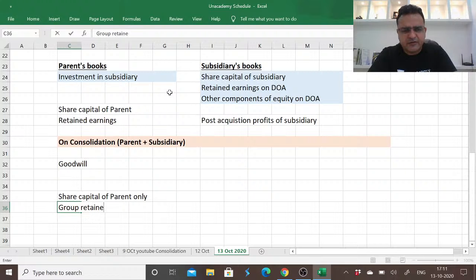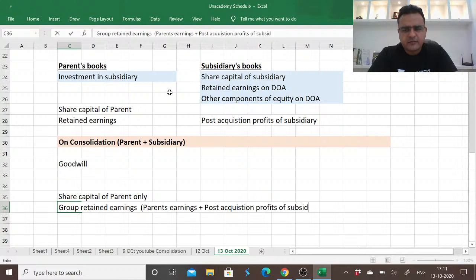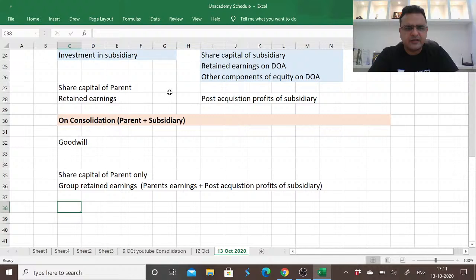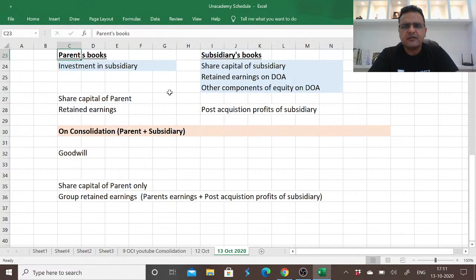Group retained earnings is a combination of parent's retained earnings plus post acquisition profits of subsidiary. They are included as part of the consolidated financial statement group retained earnings. So this is how we deal with the first entry which creates an intra-group transaction, resulting in creation of goodwill and calculation of share capital of parent.